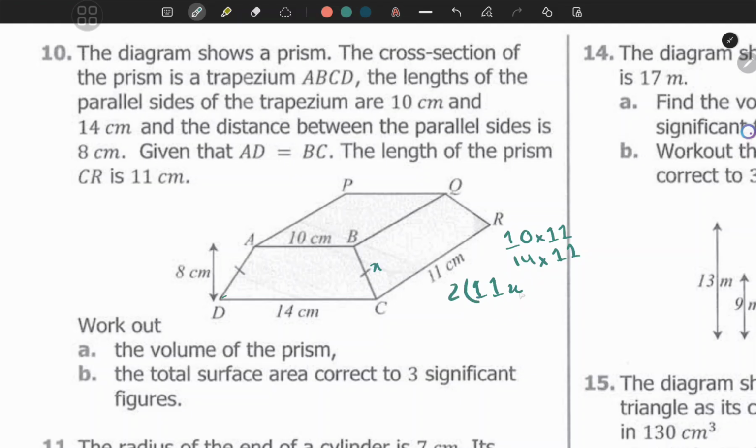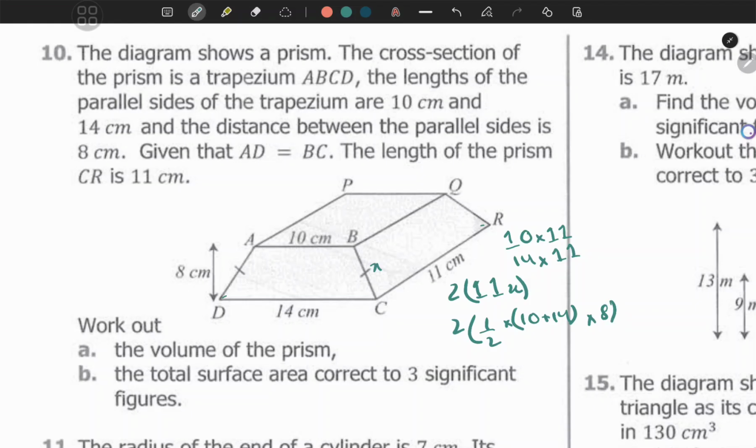so we'll multiply that by 2, and we'll find x in a bit. And this side, which will be the area of the prism, and again it will be 2 because there's one at the back as well. So the one at the back, and this will equal 2 bracket half multiplied by 10 plus 14 into the height, which is 8, right?